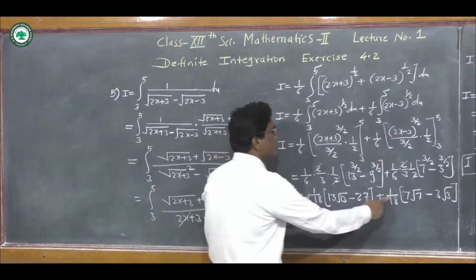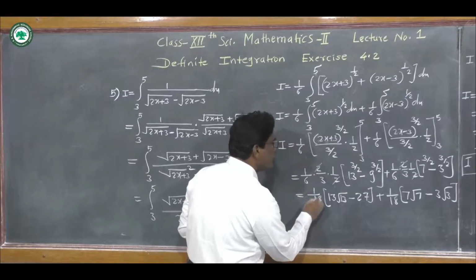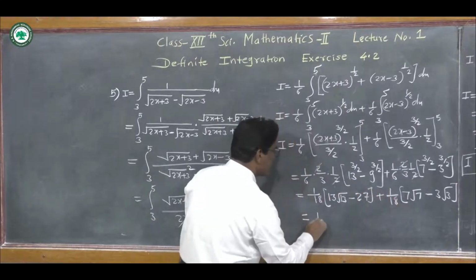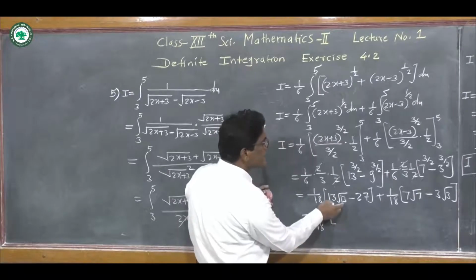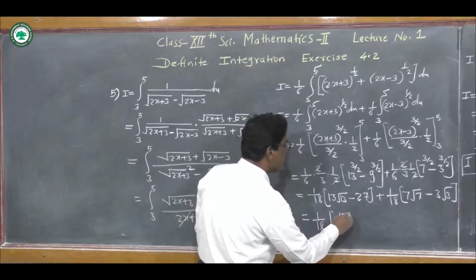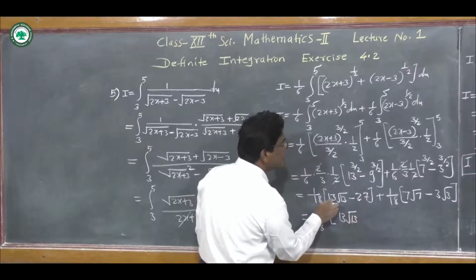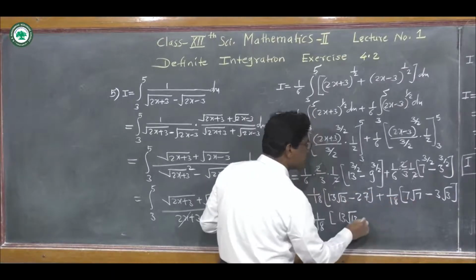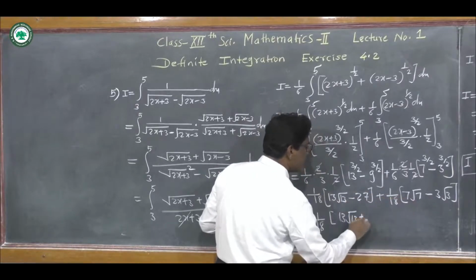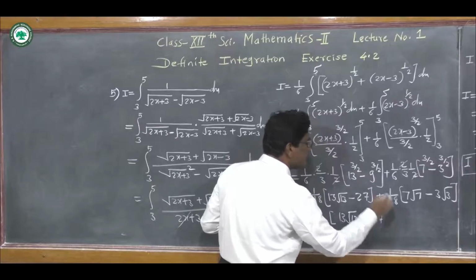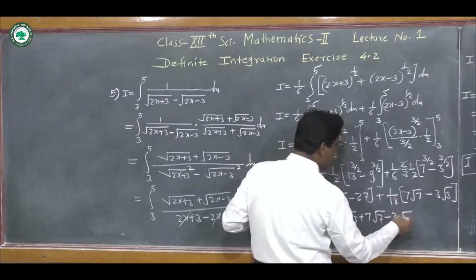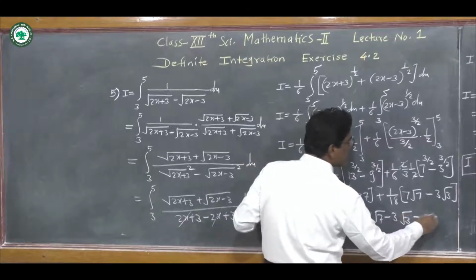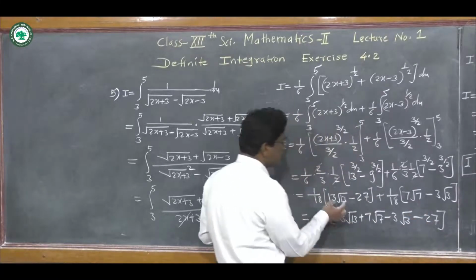Now here take 1 upon 18 common, so 1 upon 18 and in square bracket we write this 13 root of 13 then plus 7 root of 7 then minus 3 root of 3 and minus 27. This is the final solution.